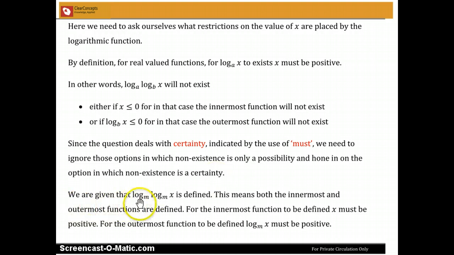We are given that log to the base m of log to the base m x is defined. What this means is that both the innermost and outermost functions are defined. For the innermost function to be defined, x must be positive. For the outermost function to be defined, log x to the base m must be positive.